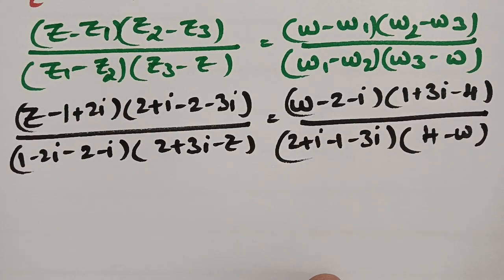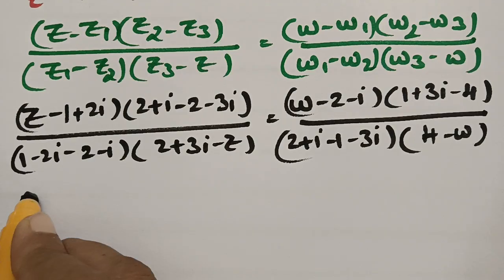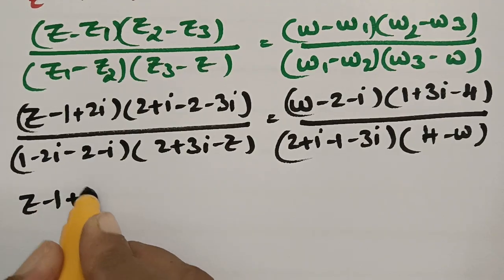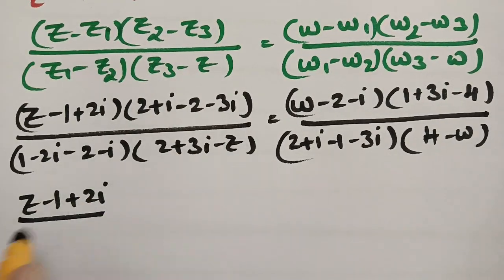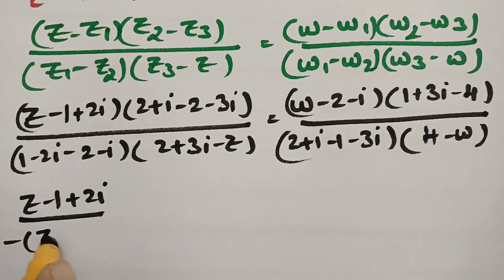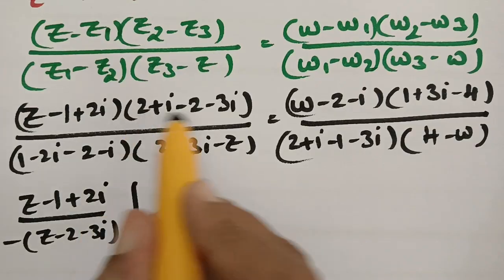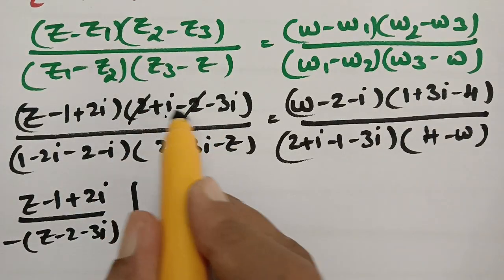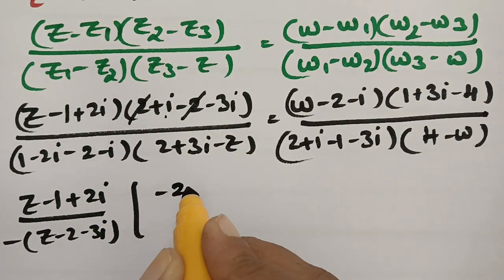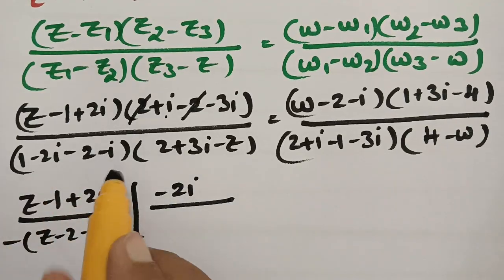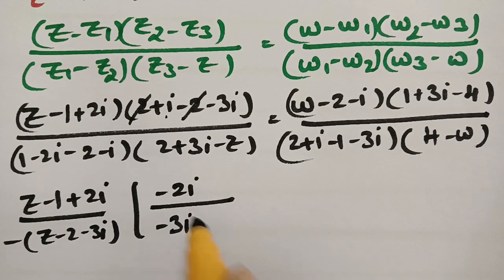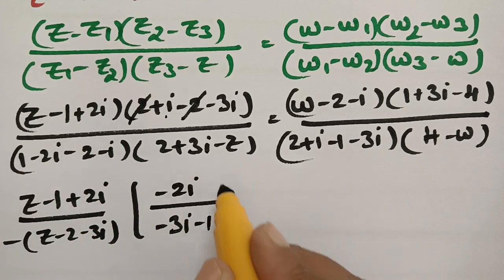So I am bringing all the Z's to one side. Here is a Z, that is Z minus 1 plus 2i, and here is another Z. If I take minus common, this will be Z minus 2 minus 3i. So here minus 2 and plus 2 got cancelled, plus i minus 3i, so this is minus 2i. So here this will be minus 2i minus i, minus 3i, and this value is minus 1.